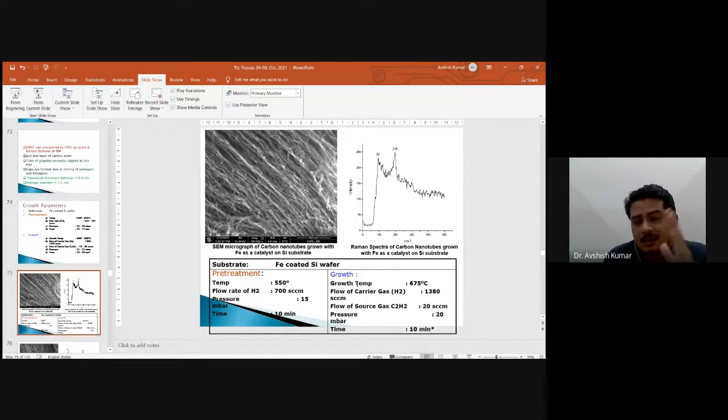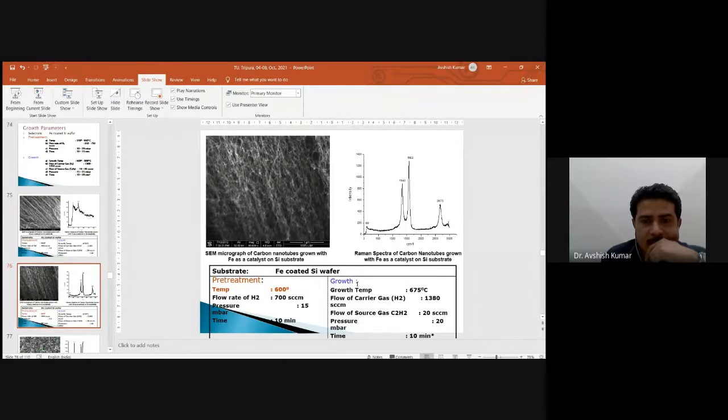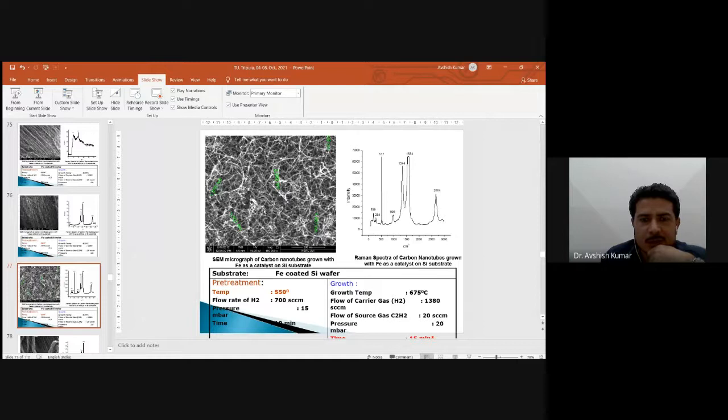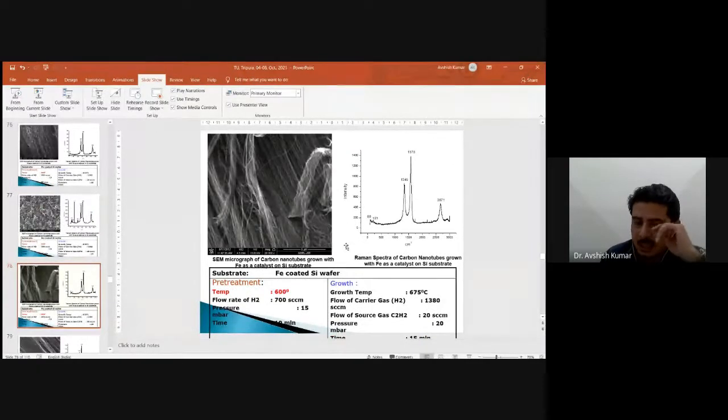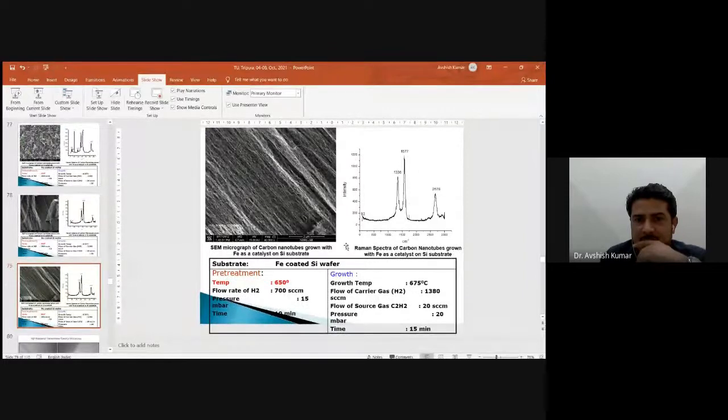At different conditions I optimized these during my PhD time and when I was in Jamia. So these are all the different conditions, and these are the Raman spectra, and you can see the surface morphology of our grown tubes. These were vertically aligned tubes, and these were horizontally aligned carbon nanotubes. Obviously growth conditions and pre-treatment conditions are different, so depending upon your applications, you can synthesize carbon nanotubes with different orientations, vertically aligned or horizontally aligned.